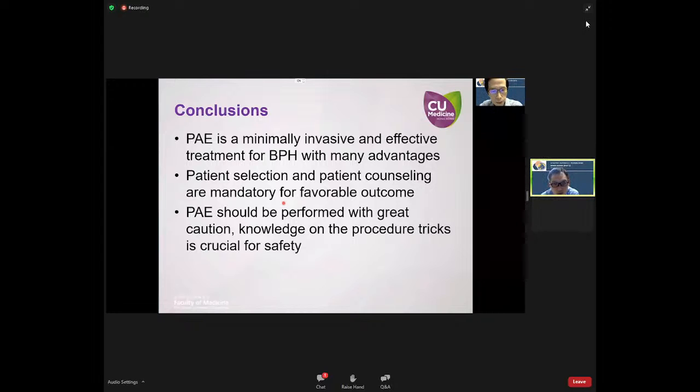However, patient selection is important. Patient counseling before the procedure is also important. And PAE should be performed with great caution. And also the knowledge of the procedural skill is crucial for safety.